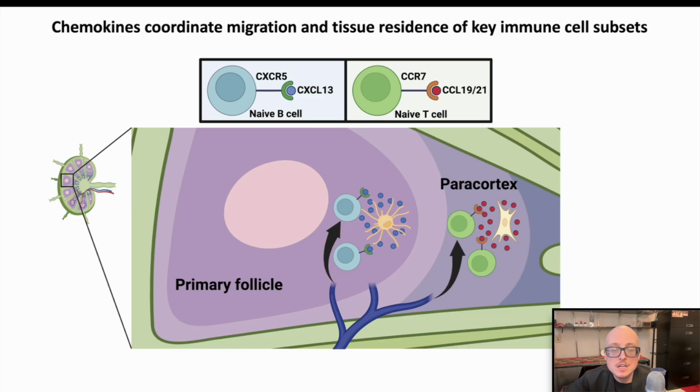So let's talk about a couple of major examples. Within the primary follicle, there are cells known as follicular dendritic cells.